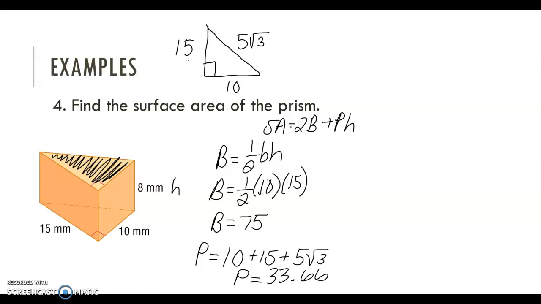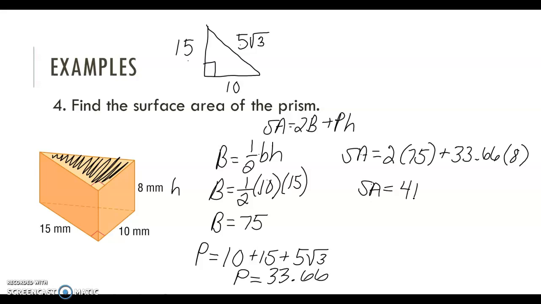And now I'm ready to substitute in. So 275 was my base area, plus this perimeter of 33.66, and the height of my prism was 8. So I end up with a surface area of 419.3 square millimeters.